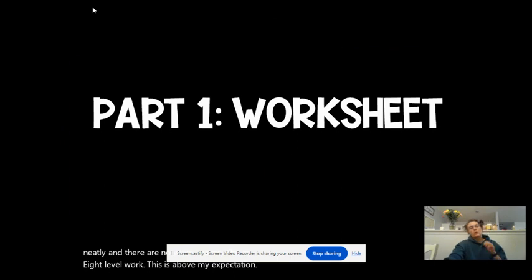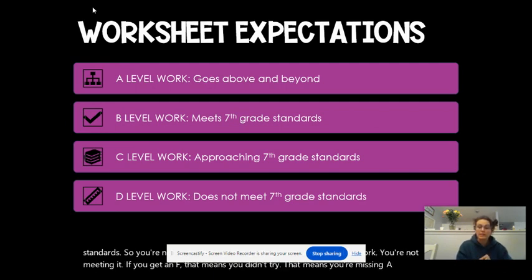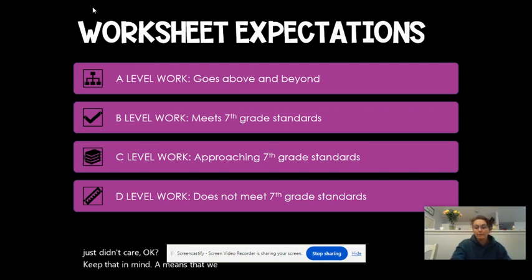Now, worksheet expectations before we get started. This goes for everything, okay? If you get an A, you are going above and beyond. You are going above my expectations. So when I talk about expectations, that is B-level work. That means that you are meeting 7th grade standards. If you are approaching 7th grade standards, so you're not quite there, you're getting a C. And D-level work, you're not meeting it. If you get an F, that means you didn't try. That means you're missing a bunch. You just didn't care, okay? Keep that in mind. A means that we go above and beyond.